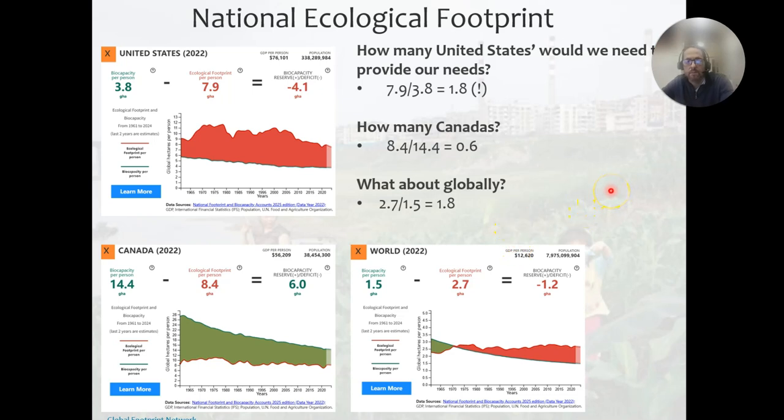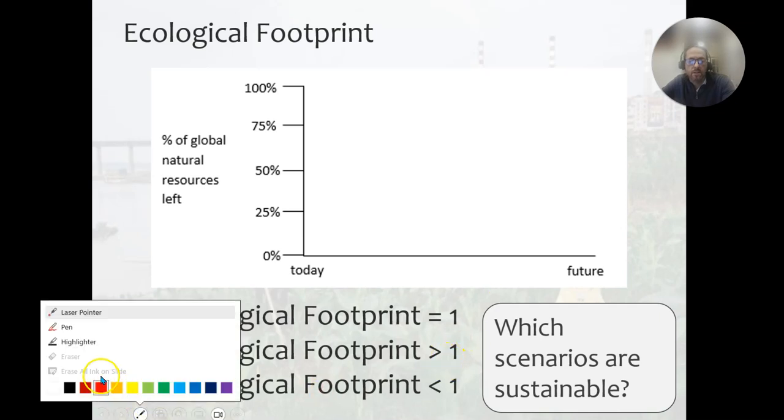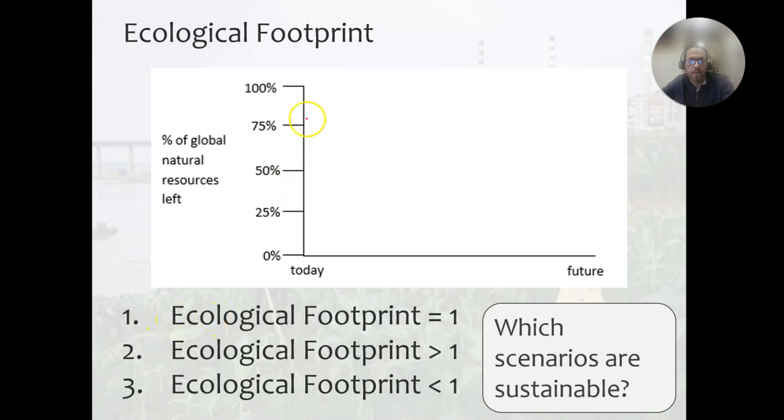So think about that. Okay, so I want you to think about what's a sustainable ecological footprint. Kind of hammer this home. All right, so let's look at this chart. On this axis here, our y-axis is the percent of global natural resources left. It doesn't matter where or when you're watching this video, you can take any point. So we're starting at 100%, right? We're starting where we are.